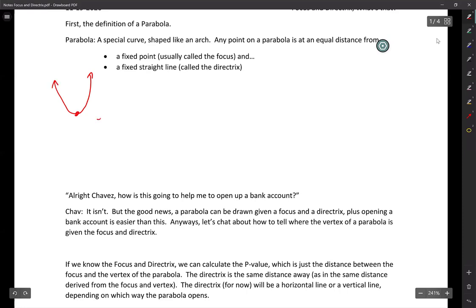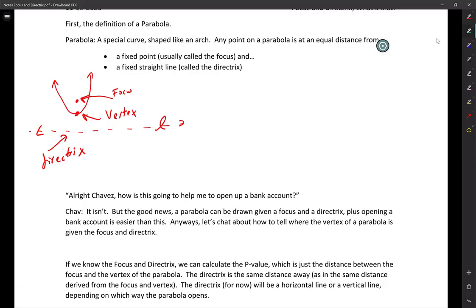Here's the vertex. That's called the vertex. Everyone knows that. This is called the focus, and we'll talk about why it's called the focus in a little bit. And then this is called a directrix. Just like the visual that you have.